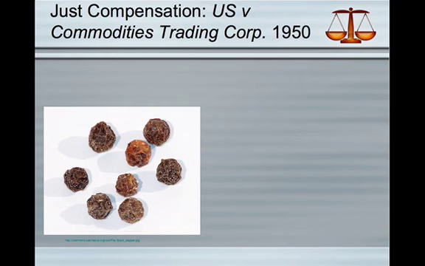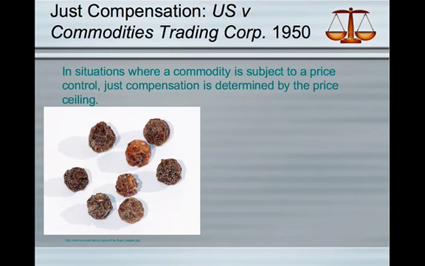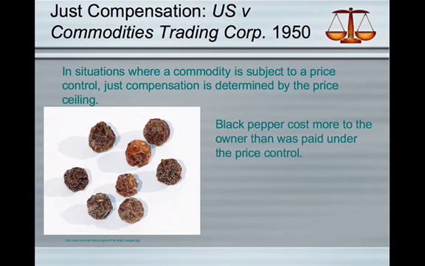So U.S. versus Commodities Trading Corp, that's some black pepper in case you didn't know. In some situations where a commodity is subject to a price control, just compensation is determined by the price ceiling. So this Commodities Trading Corporation owned a large supply of black pepper. The government seized it and paid him the ceiling price set by the price control, which was actually less than what the guy paid for it.